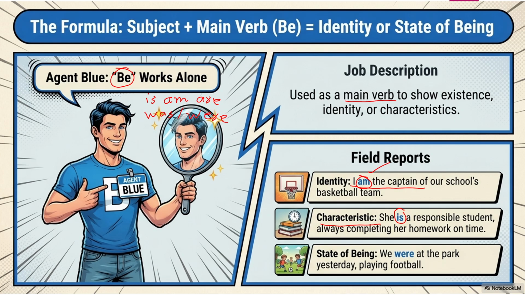In the last example, which shows the state of being: we were at the park yesterday playing football. Again, were is used as a main verb.